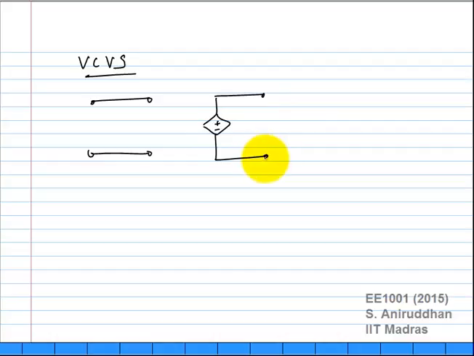So let us say this was VI, VO, and let us say VO was some K times VI. Obviously, mathematically, this relationship can be written as VI equals VO by K. However, the cause-effect relationship is only in one direction.